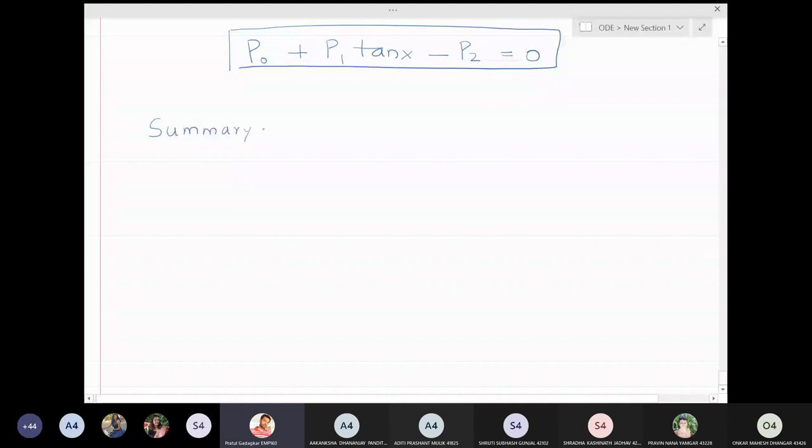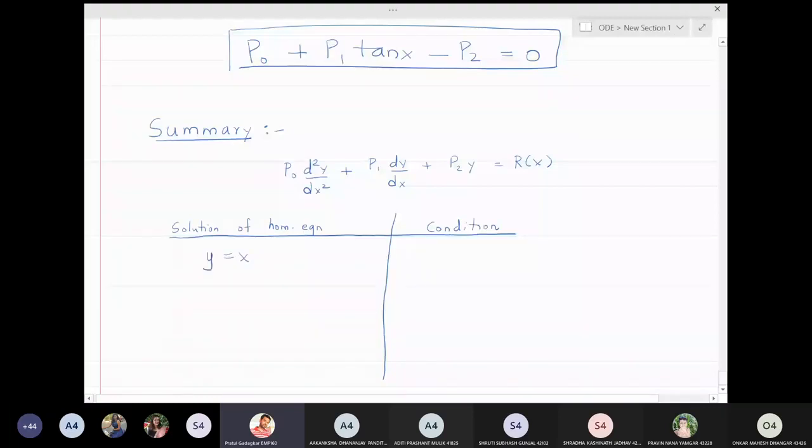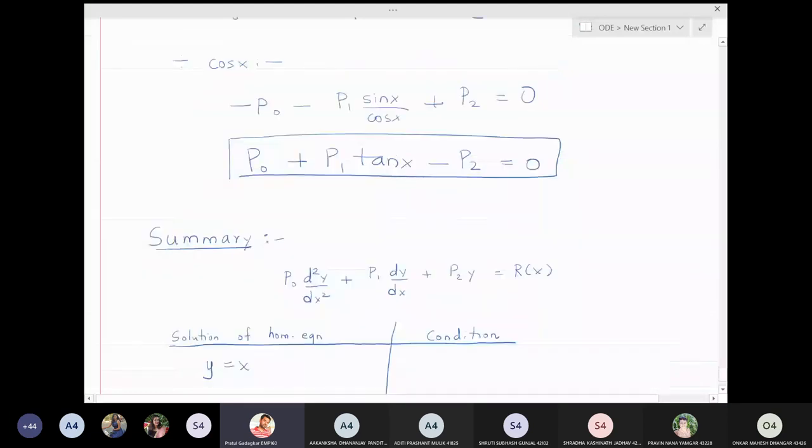What is the equation? The original equation is p0 d2y by dx square plus p1 dy by dx plus p2 y equal to r of x. Okay, and what is the solution that I've taken? Solution of the homogeneous equation means taking r x equal to 0, and here I'm writing the condition. What was the first thing we took? y equal to x. If y is equal to x, what was the condition that we got? Let me quickly see. The condition is p1 plus p2 x is equal to 0.